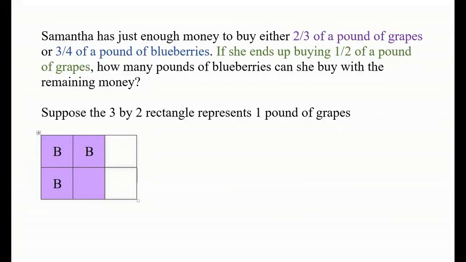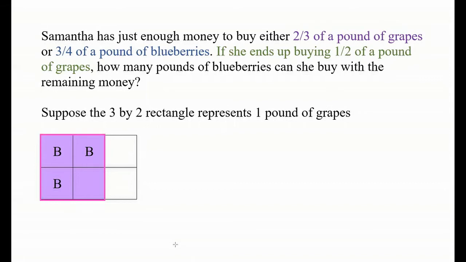So the purple squares, the 4 purple squares together, also represents the total amount of money she had originally, because she had enough money to buy 2/3 of a pound of grapes, but she bought half a pound. So this picture allows me to conclude only a quarter of her money is left in her pocket. Originally, she had enough money to buy 3/4 of a pound of blueberries, but now she only has a quarter of the money she had.